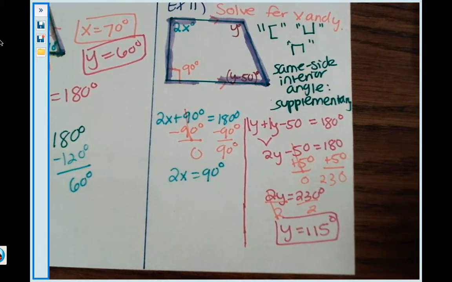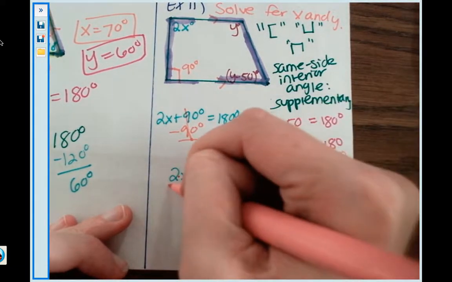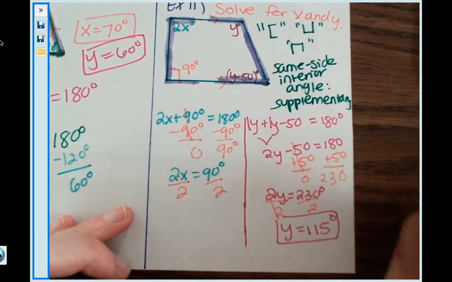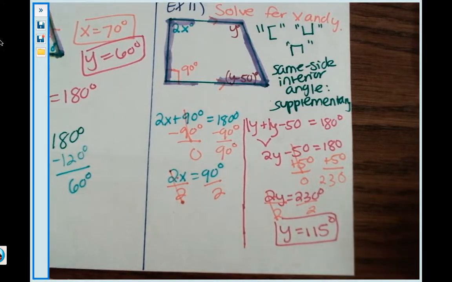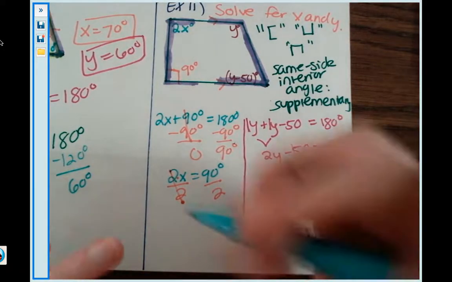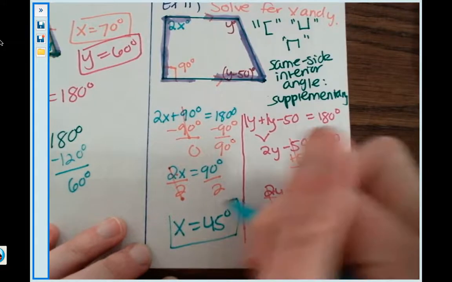Alright, and the way we bring the 2 to the other side, since it secretly is multiplying to my x, is I have to divide it on both sides. 2 divided by 2 cancels and turns to 1, and 90 divided by 2 equals 45 degrees. So x equals 45 degrees. Yay!